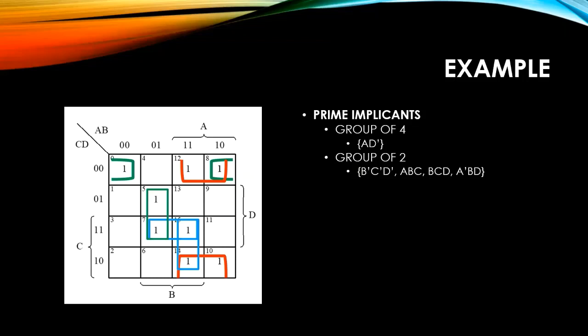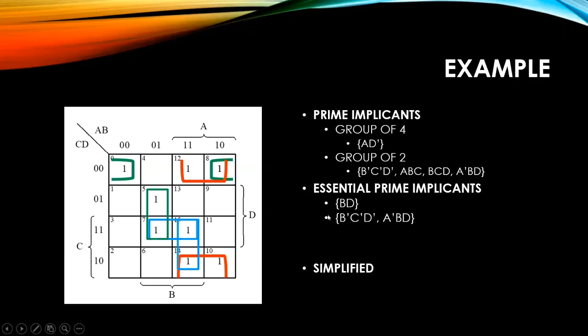Definitely the group of 4. Why? Because we have an exclusive min term in this group, so it will be part of the essential prime implicants. How about the left and right? Definitely yes, because we have an exclusive min term here. How about this green? Definitely it will be part of the essential. So we have 2 for the group of 2, and 1 for the group of 4.